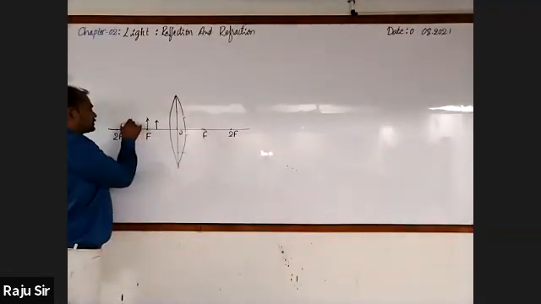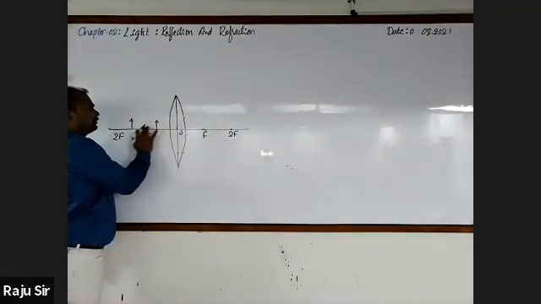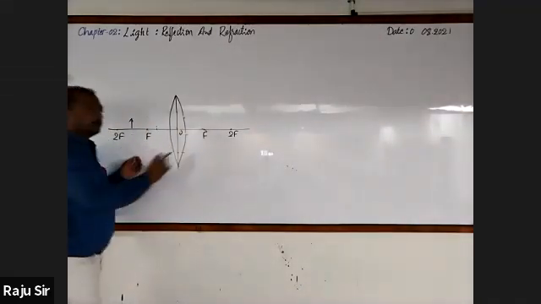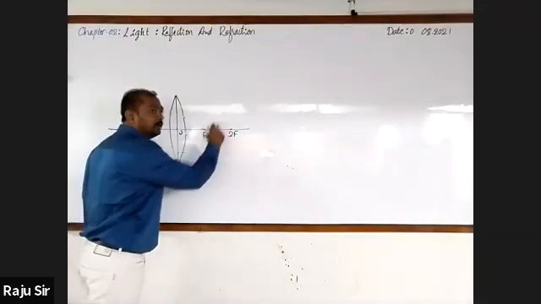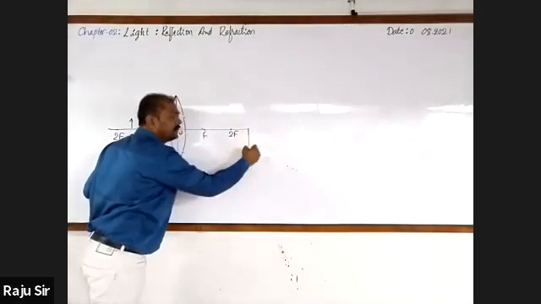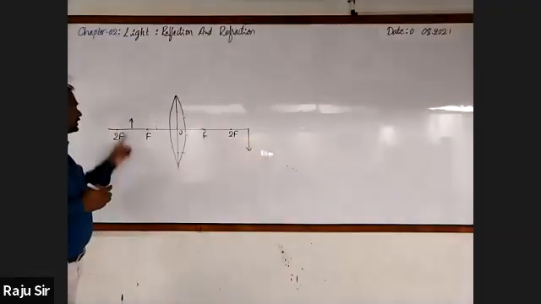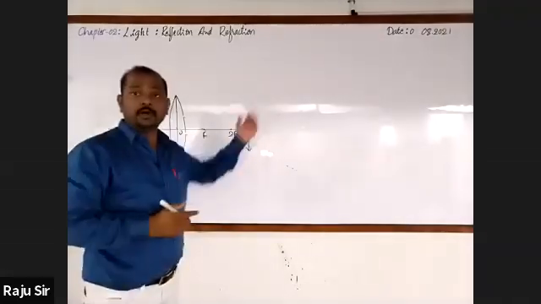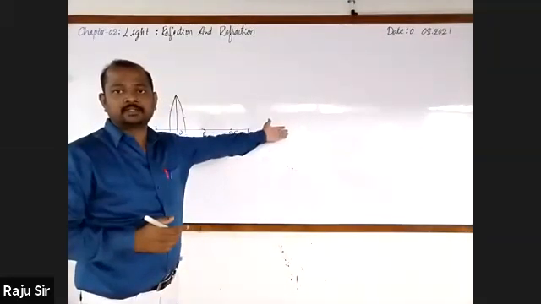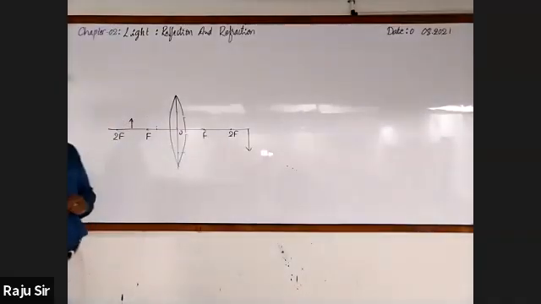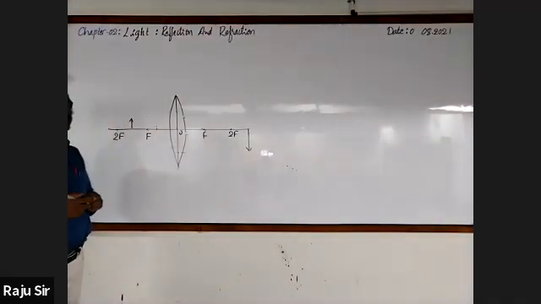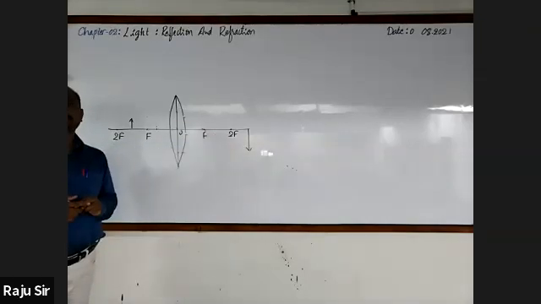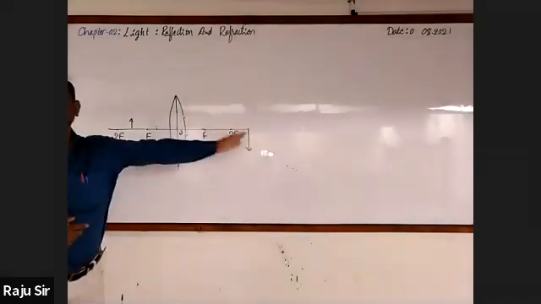When the object is placed between F and 2F, image is formed beyond 2F on the other side of the lens. Then what is the nature? Real and inverted. Size, magnified, enlarged. Position, beyond 2F on the other side of the lens.